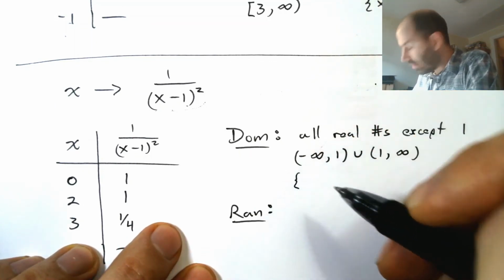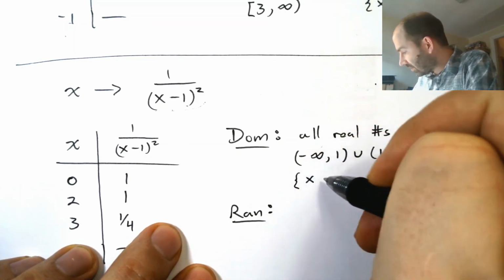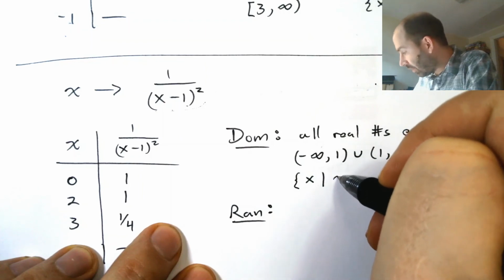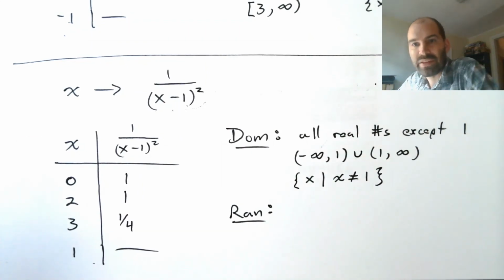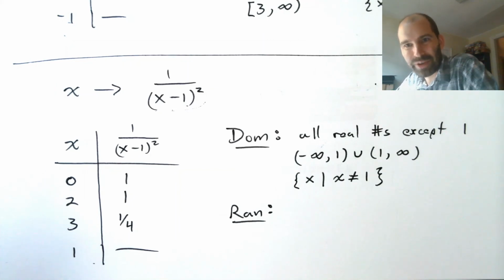In set builder notation, it's the set of all x. This is actually easier to write this way. x is not equal to 1. I think set builder notation is the easiest way to write this one.